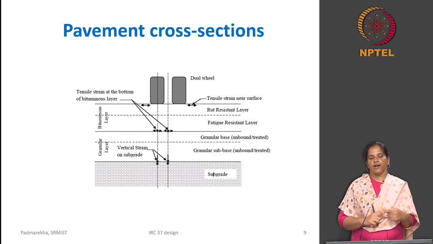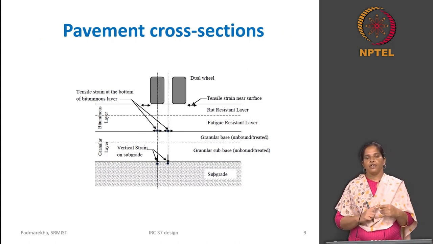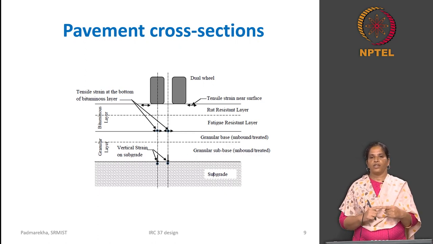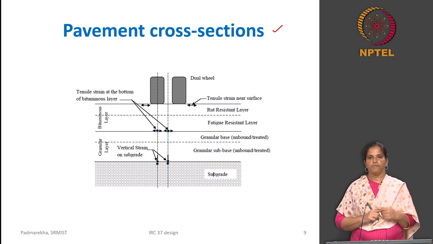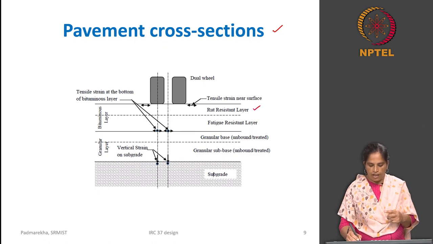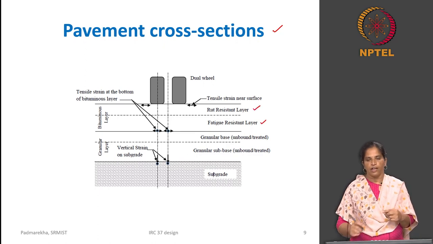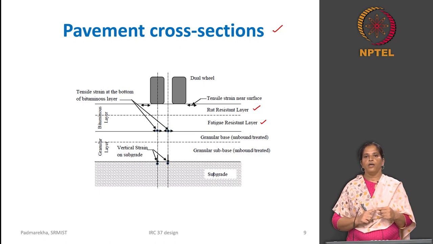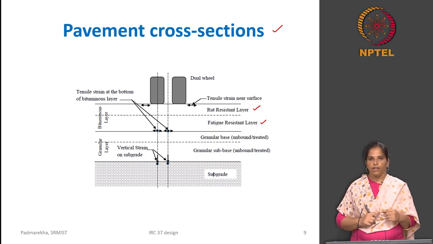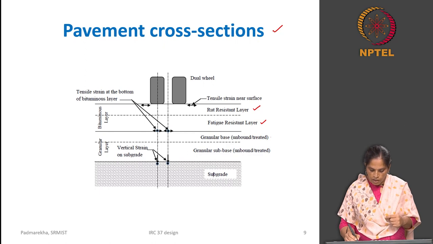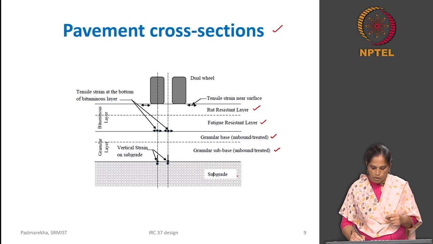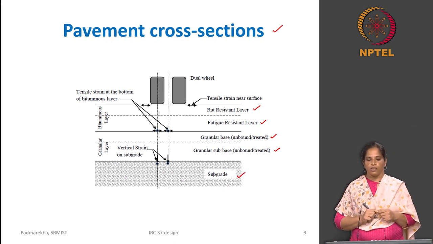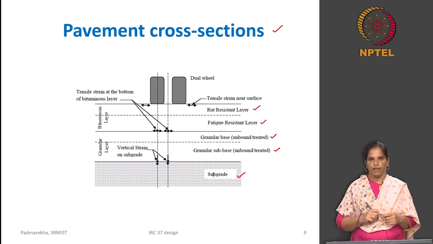With this 5-layered structure, IRC recommends 6 different combinations for the layers. One typical combination of cross section is shown here. In this cross section, there is a rut resistant layer as the top layer and a fatigue resistant layer as the second layer. Both these layers are HMA layers. This HMA layer rests on a granular base and granular subbase, and the bottommost layer is a compacted subgrade soil. So you have a 5-layered structure.